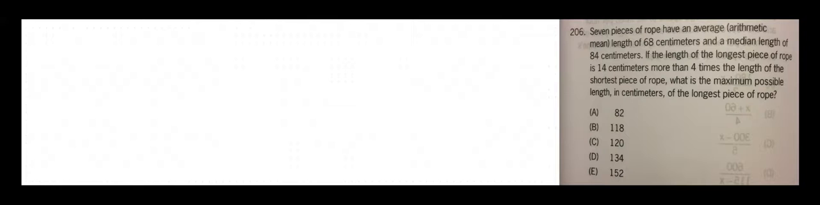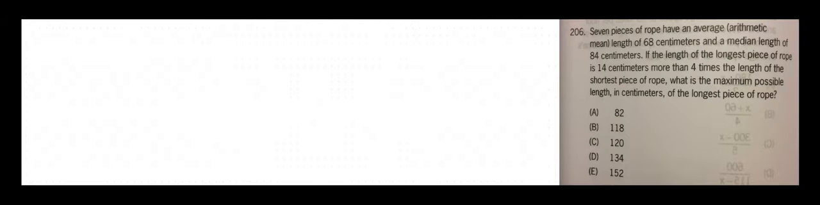Problem 206 from the GMAT Wiley book. 7 pieces of rope have an average arithmetic mean of 68 centimeters and a median length of 84 centimeters. If the length of the longest piece of rope is 14 centimeters more than 4 times the length of the shortest piece of rope, what is the maximum possible length in centimeters of the longest piece of rope?